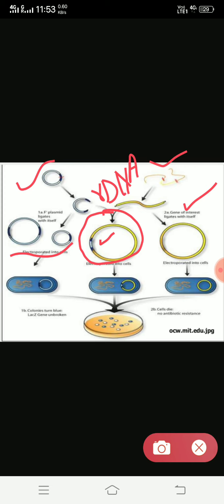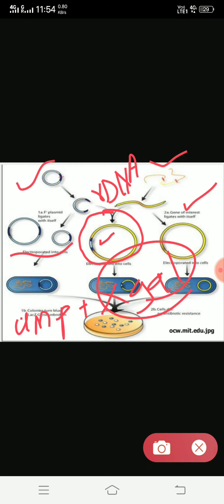We transform these three types of DNA into E. coli. Then what happens next? We grow the E. coli on a medium containing ampicillin and X-gal. What is X-gal? It is a substrate which gives a colored compound after its degradation.